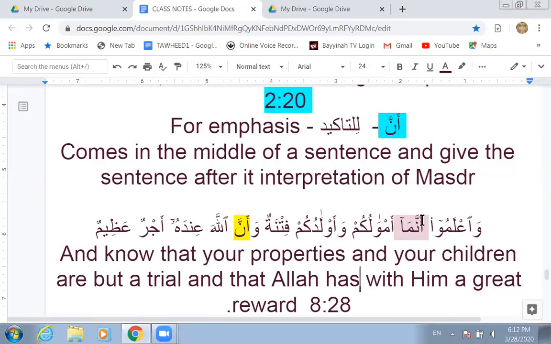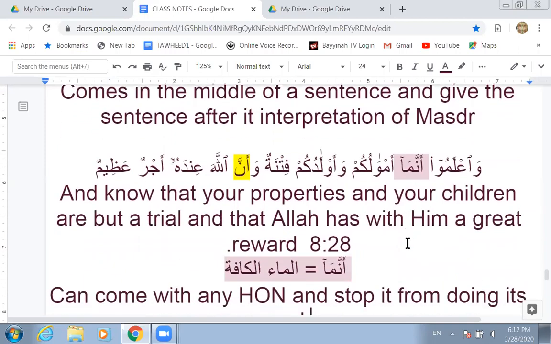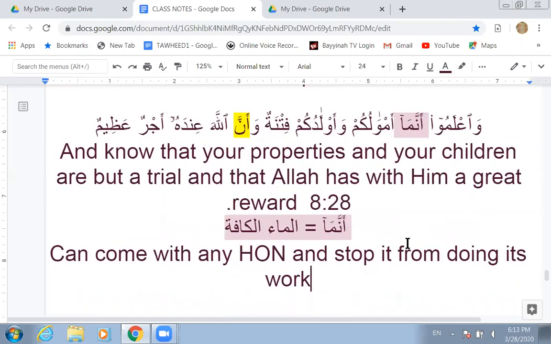Now we also see that anna is the harf of nasab, but after it comes the ma. This ma is called the ma kafa. What this ma kafa does is stop the harf of nasab. It does not come only with anna or inna; it can come with any harf of nasab, and it stops it from doing its action. Its action is to give nasab to its ism and rafa to its khabar. Because it has come, this anna will not do its action. So amwalukum is in the rafa status, anna has not done its amal, and fitnatun is also in the rafa status. It has not made any change in the sentence, and the sentence remains like a normal mubtada and khabar.